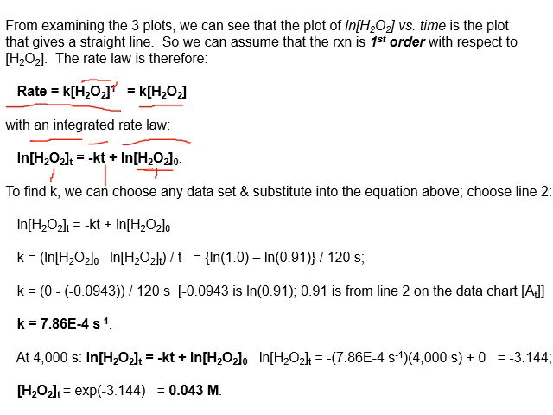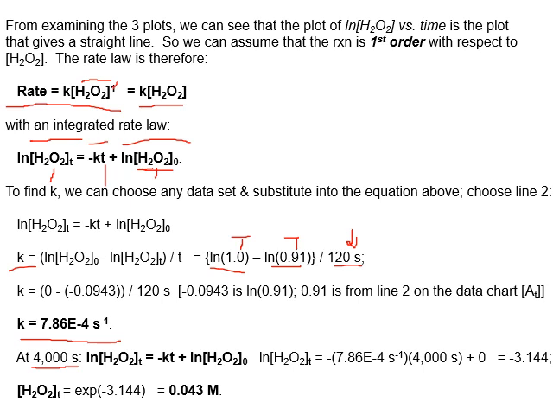And I've done that here. So for example, this was the first line and this was the second line. I just read those concentrations right out of the chart, and the time that had elapsed was 120 seconds. So I take logarithm of 1 minus logarithm of 0.91, divide it by 120 seconds, and that gives me my k. It's just algebra, and you get that k is 7.86 times 10 to the minus 4 seconds to the minus 1. And then they wanted us to figure out what the concentration would be after 4,000 seconds.